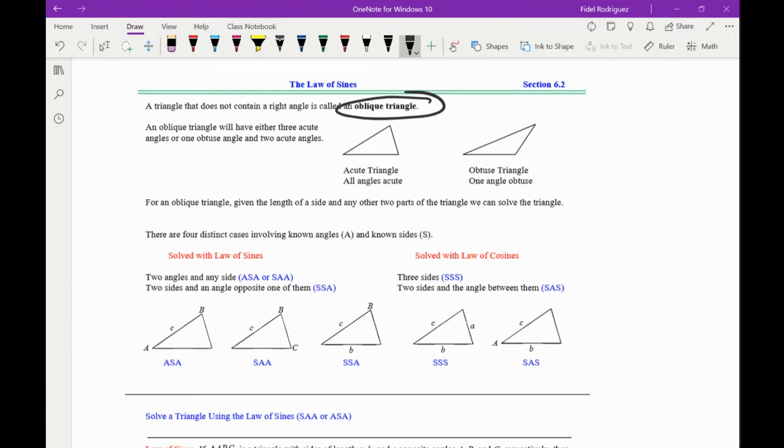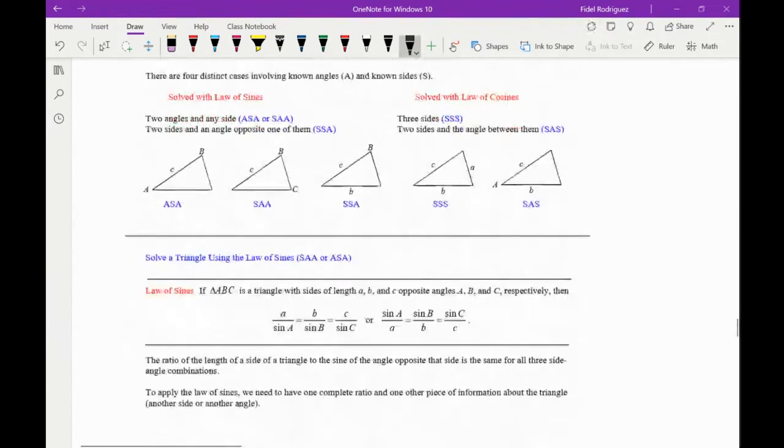Okay, so it's going to be an acute triangle, so all the angles are acute, or it's going to be an obtuse triangle. So again, we won't have a right angle, a right triangle here. It's either going to be an acute triangle or it's going to be an obtuse triangle. And it says for an oblique triangle, given the length of a side and any two other parts of the triangle, we can solve it. And so what we mean by solve it is we can find all the angles and we can find all the sides, okay?